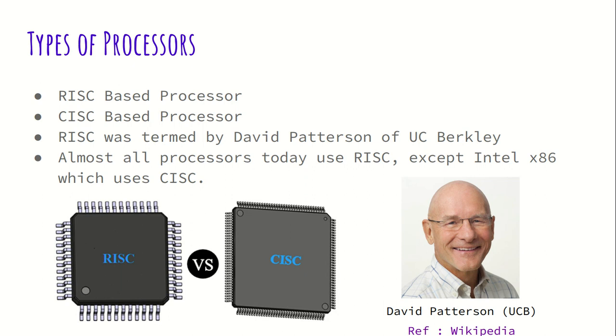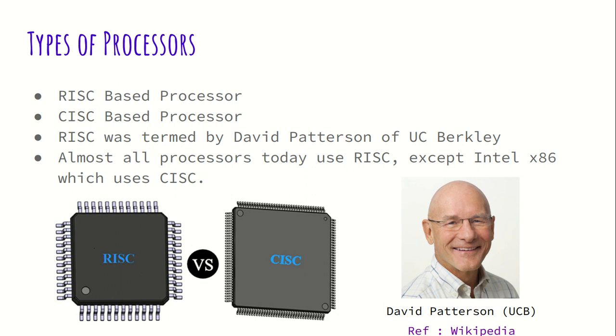RISC was a specific type of computer architecture designed to simplify the individual instructions given to a computer to accomplish tasks. The key operational concept of RISC is that each instruction can perform only one function. In CISC processors, it is possible that one instruction can perform more than one function.